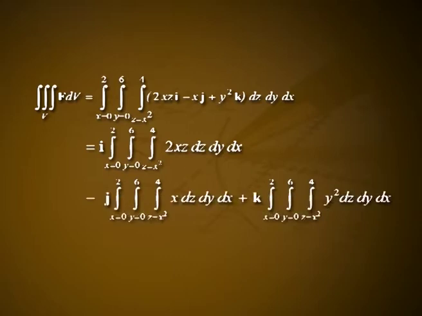minus j times ∫ x=0 to 2 ∫ y=0 to 6 ∫ z=x² to 4 of x dz dy dx plus k times ∫ x=0 to 2 ∫ y=0 to 6 ∫ z=x² to 4 of y² dz dy dx, which is equal to 128i − 24j + 384k on simplification.